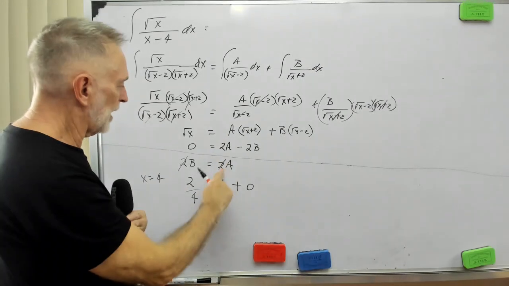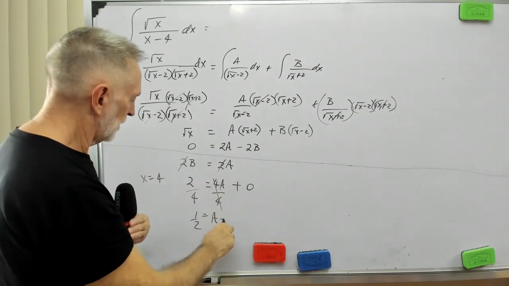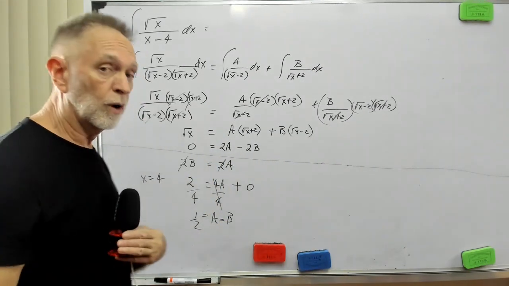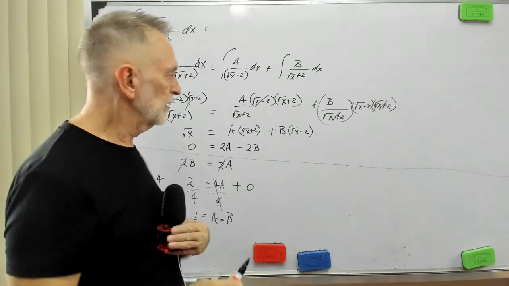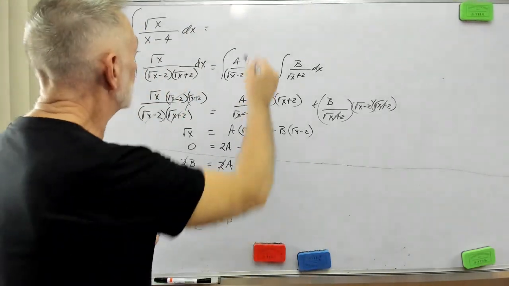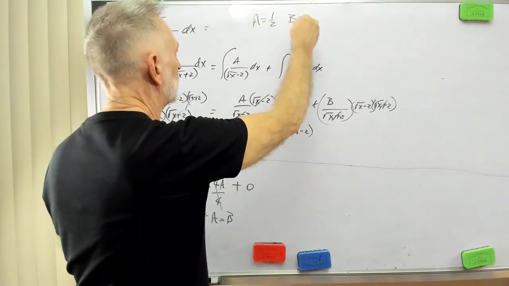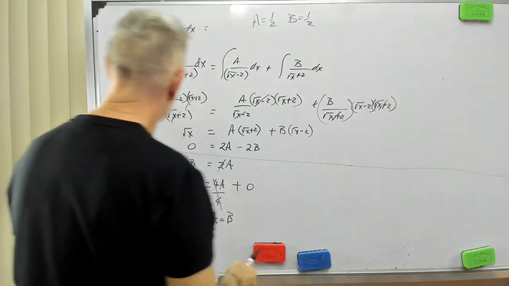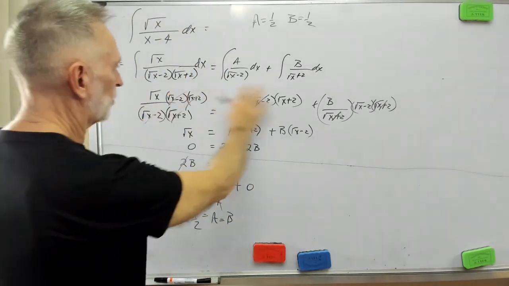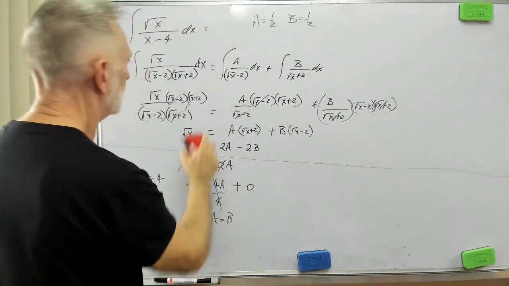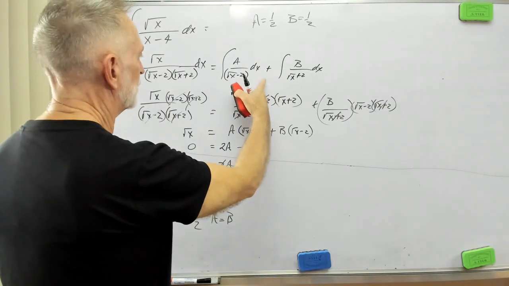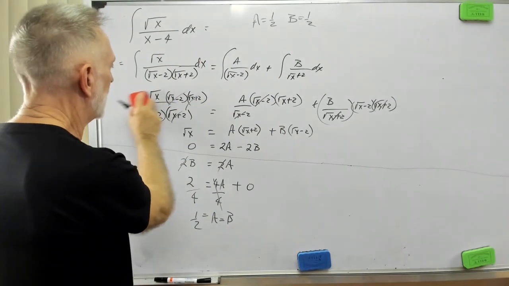But since a equals b, b is also 1/2. Now then, let's write this up here. a equals 1/2, b equals 1/2. All right, so I'm going to clear out all of this, and we're back to this equation where we can substitute for a and b.